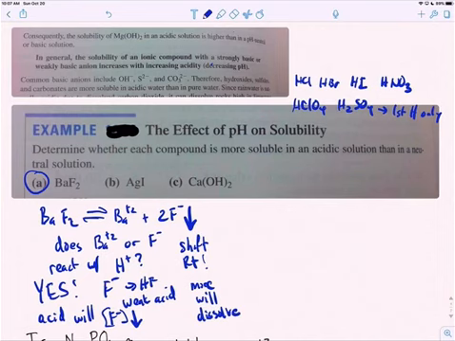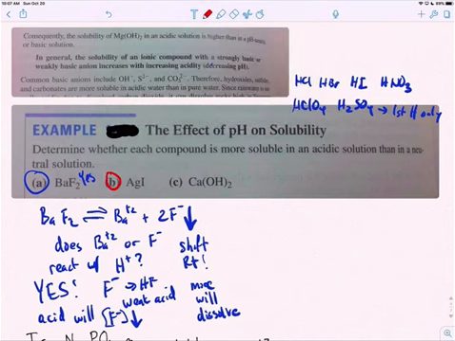So barium fluoride, because one of the ions it produces is the fluoride anion, and the fluoride anion will react with hydrogen to form hydrofluoric acid, decreasing the amount of products, which will cause a shift right, which will cause more to dissolve. So the answer is yes. Barium fluoride is more soluble in an acidic solution.